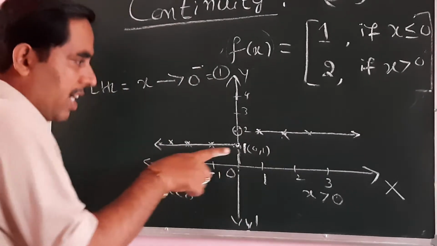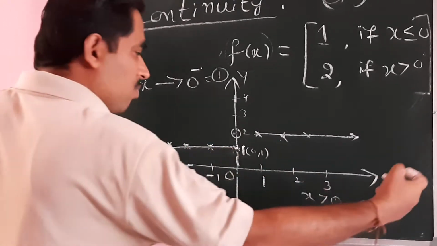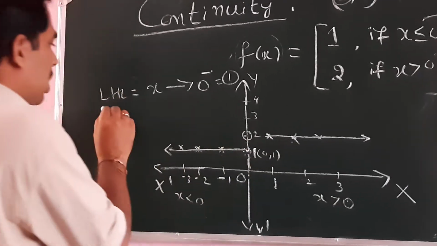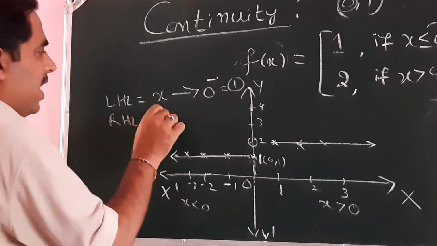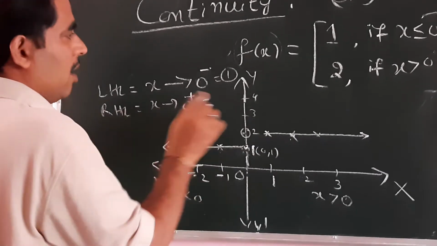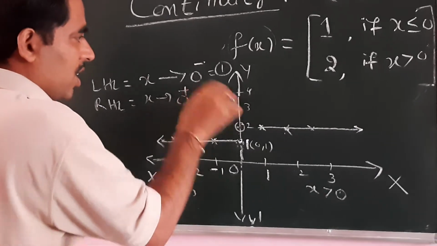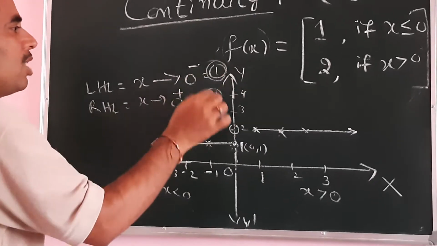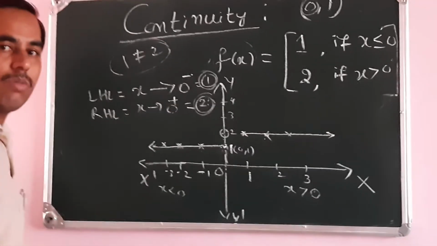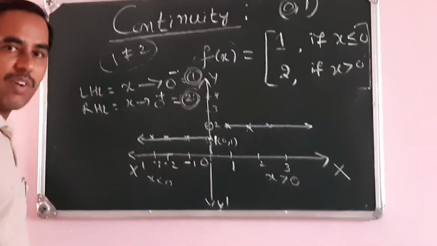See, from the left side it is giving the value 1. From the right side of 0, it is giving the value 2. That means the right hand limit, as x is approaching 0 from the right side, we are getting 2. Here, the left hand limit is 1 and the right hand limit is 2. So these two are not equal. 1 is not equal to 2. So these two are entirely different here.